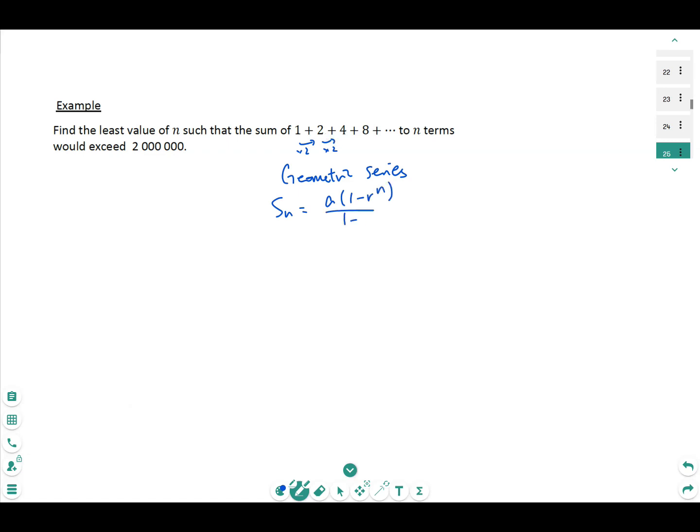Okay. Right. So I want this greater than 2 million. So I'm going to find the nth term. A is 1. So in here, A equals 1, R equals 2. Simple. So 1 times (1 minus 2 to the power of n) over (1 minus 2) will exceed 2 million. So I simplify it. Denominator 1 minus 2 is minus 1. Multiply across. Now, when you multiply by -1 across, you change the sign.